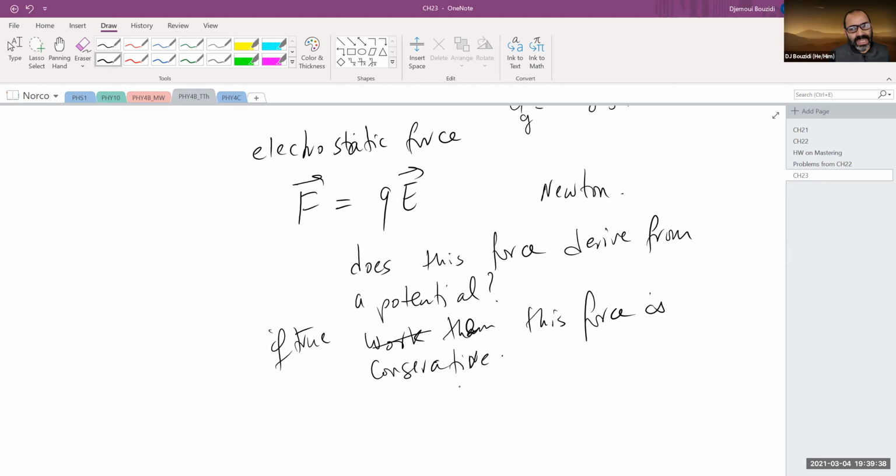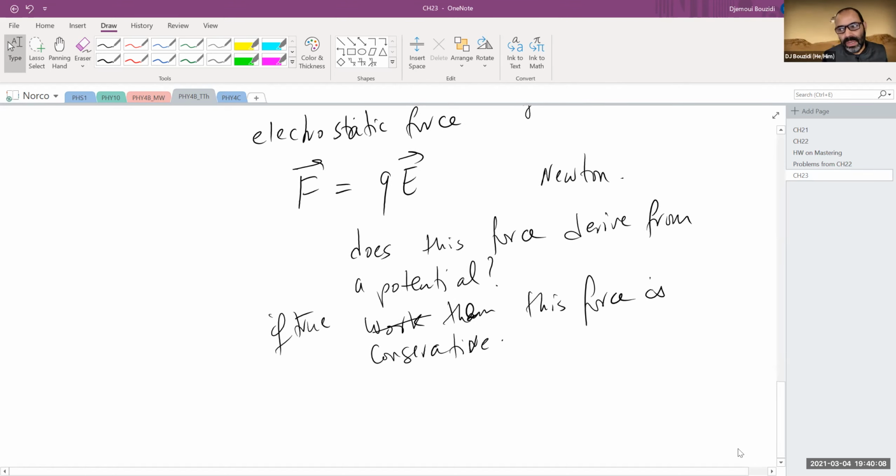So instead of answering this question, whether or not this force, the electrostatic force, is a conservative force or not, I'm going to answer the following question. Is the electric field itself derived from a potential? If we confirm that indeed the electric field derives from a potential, then indeed the force must be deriving from a potential. You guys see that? Because you're just multiplying it by a number, by a scalar in this case, okay?